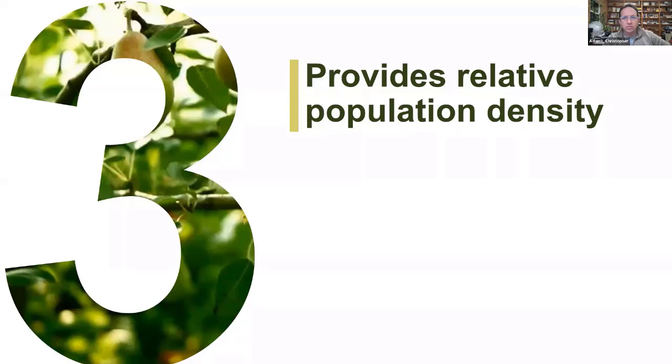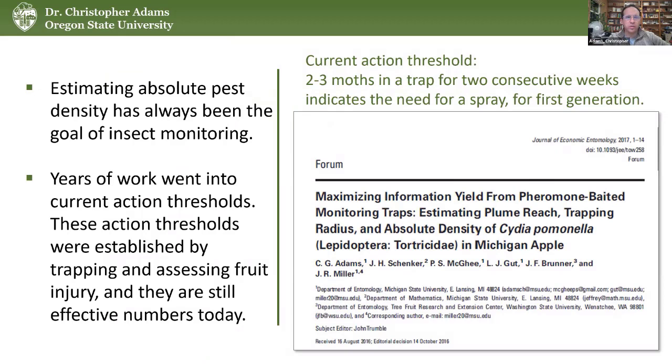Trapping provides relative population density. Estimating absolute pest density has always been the goal of insect monitoring. The current action thresholds we have are 2 to 3 moths in a trap for 2 consecutive weeks indicates the need for a spray for the first generation. Years of work went into these current action thresholds, and these action thresholds were established by trapping and assessing fruit injury, and they're still effective numbers today.